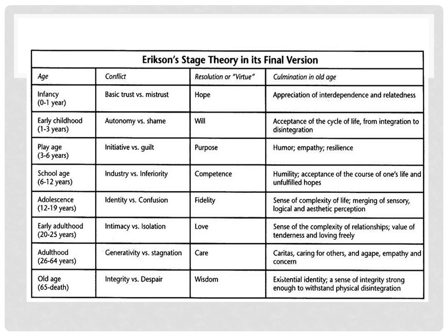All right. So next we have the early adulthood. So that's 20 to 25 years old. This is the intimacy versus isolation. So the virtue in here is love, and the culmination in old age would be the sense of complexity of relationships, value of tenderness, and loving freely.